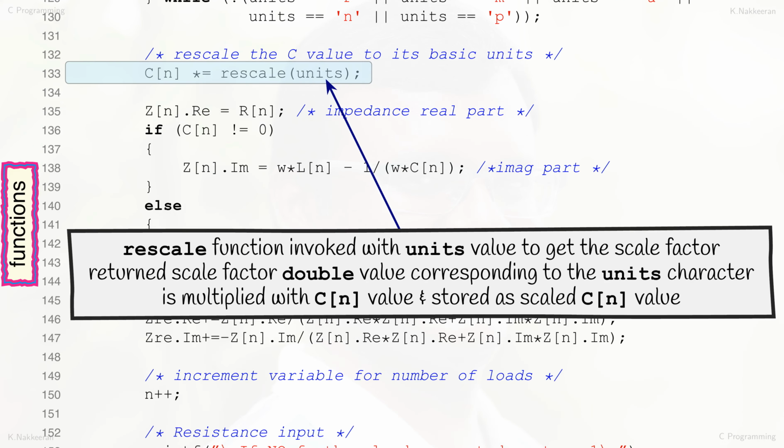Line 133 is an arithmetic assignment statement that rescales the appropriate element of the C array with the double scale factor returned by the rescale function, which is invoked with the input load capacitance units character value. Thus the input load capacitance value in C of n is rescaled to the base units farad value that can be used for the impedance calculations.